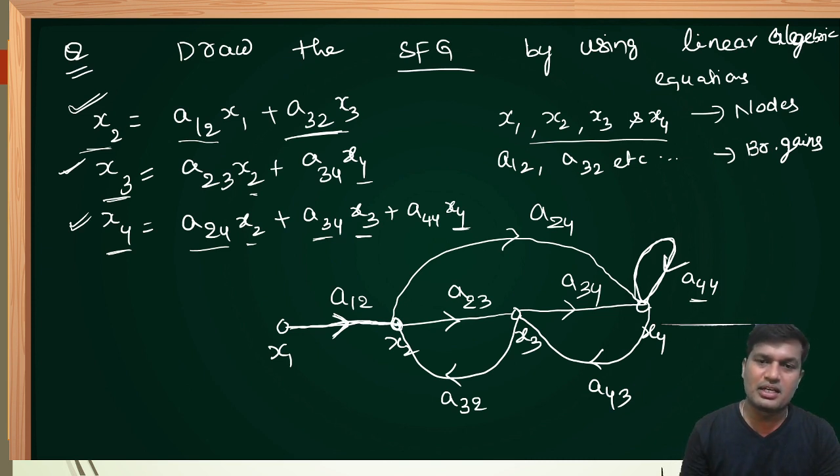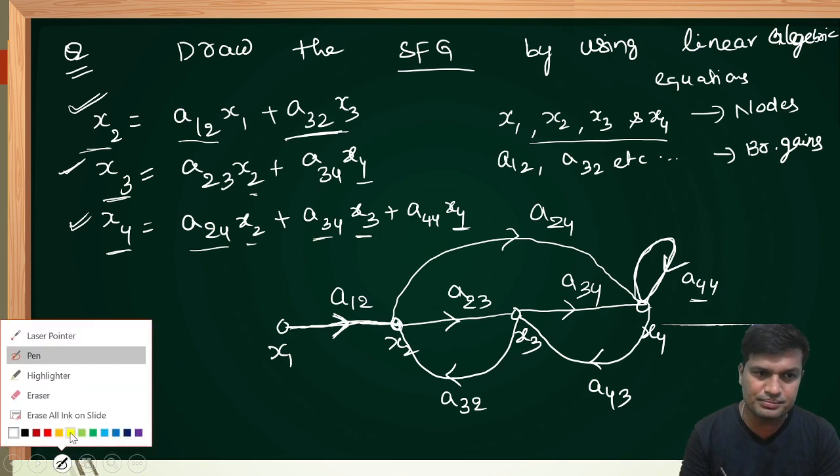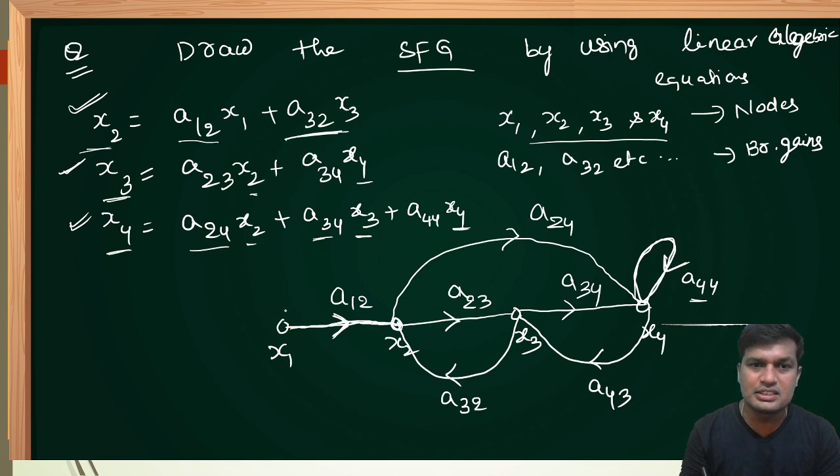I hope everybody is clear on this concept. Now let me discuss one by one. What is an input node? If you observe this node, only outgoing branches are there. Therefore, this is called the input node. And if you observe x2, it is a node which has incoming, outgoing, also incoming, outgoing. It is a combination of incoming and outgoing. x2 is called a mixed node.